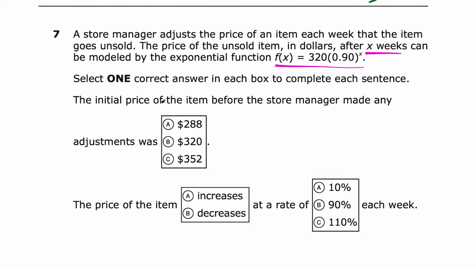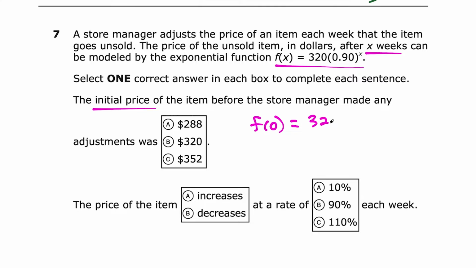So we have the initial price of the item before the store manager made any adjustments was. So that's the initial price. That's when x is equal to 0. So we plug in 0 to the function, and x represents the amount of weeks that the item went unsold. So at time 0, we're looking at x equals 0.